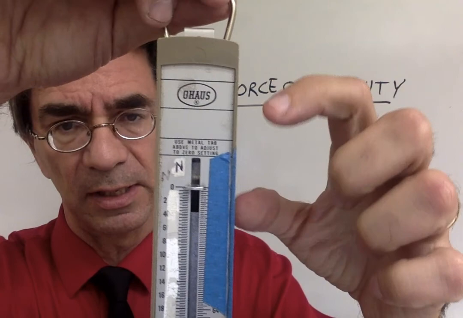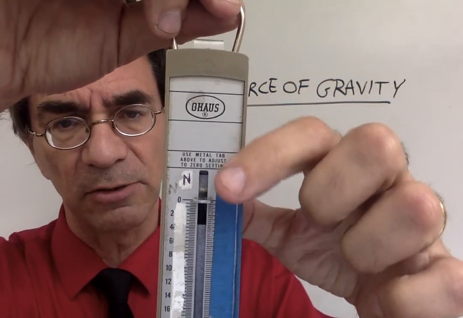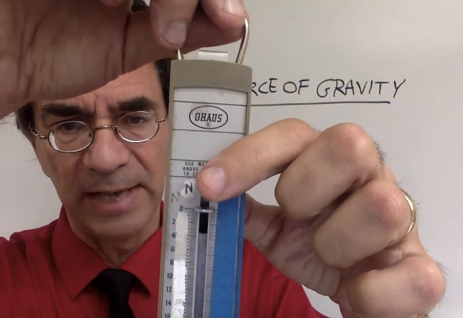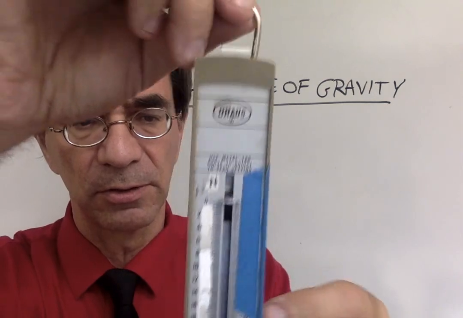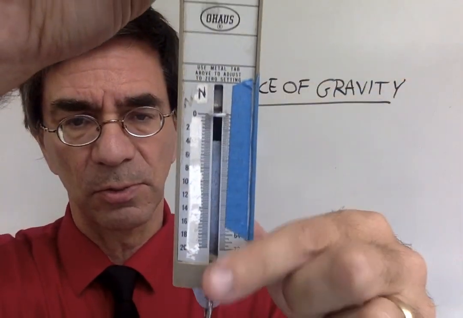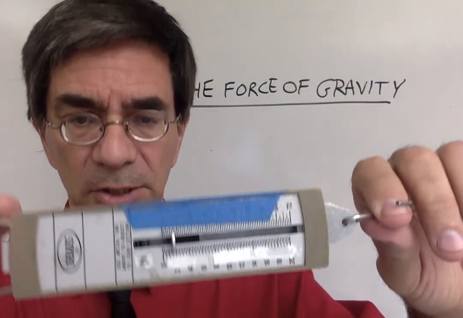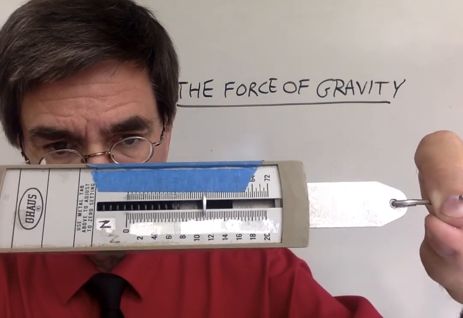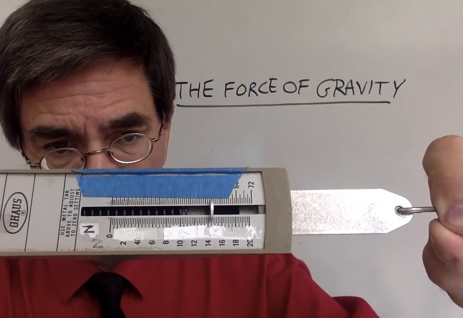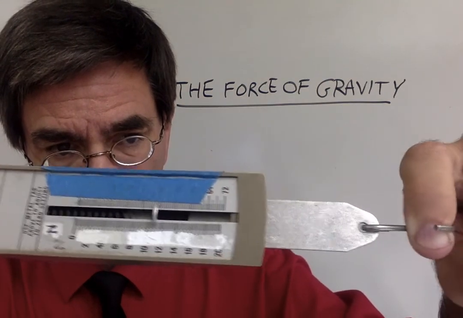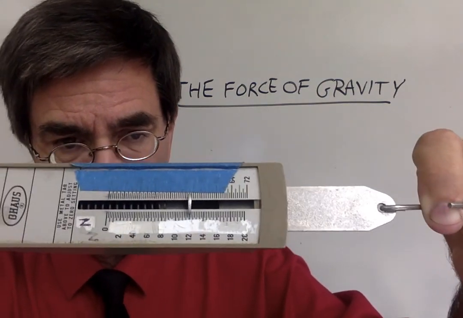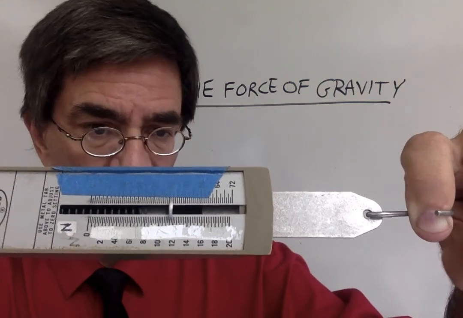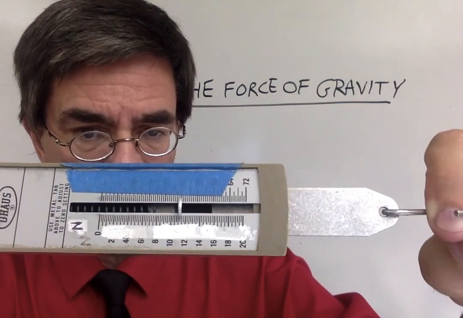That's just so that we focus on the metric values, which are in newtons, and that's why we have an N at the top. This will measure force in newtons from 0 newtons to 20 newtons. And it tells you whatever amount of force is pulling on the spring or the hook at the bottom, and that's also equal to the force that the hook is pulling on my finger. You can see the hook pulling on my finger. So that's what it tells you. It tells you the amount of force that this hook is pulling with.